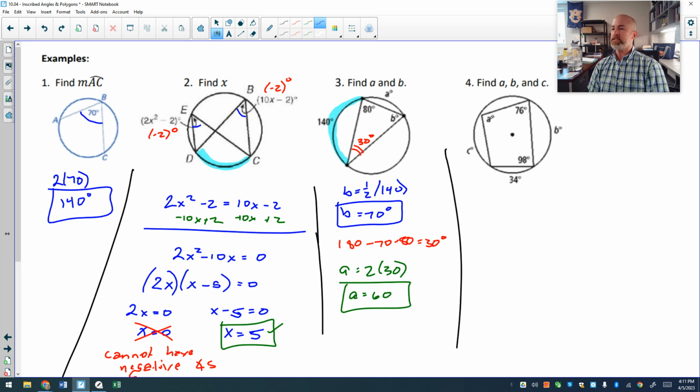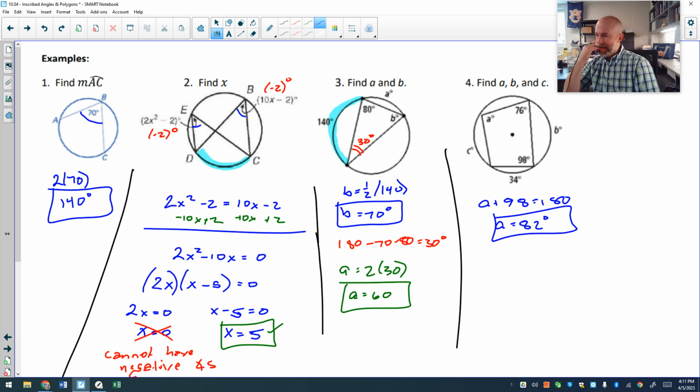A is going to be the easiest one because if you have an inscribed quadrilateral, opposite angles will be supplementary. So I know A plus 98 is going to be 180. A is going to be, I should not do this in my head, 82. I think that's right. Yes. A is going to be 82.